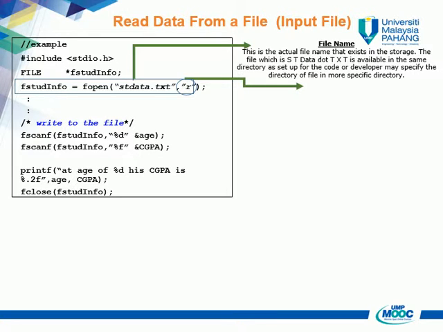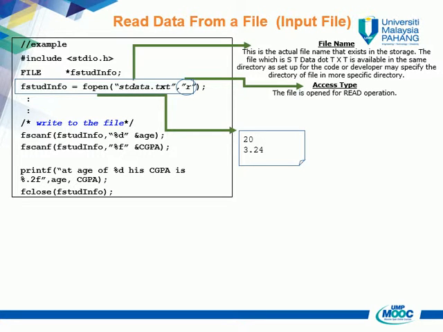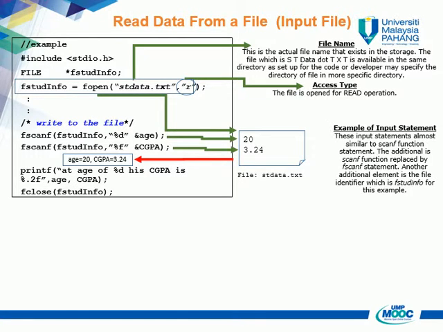Next is the access type. The file is opened for read operation. Then, the input statement for the file operation. The first statement is reading the data from the input file, and the value of 20 from the input file is assigned to the variable age. Followed by the second statement, the value of 3.24 is assigned to the variable CGPA. So, now age equals 20 and CGPA equals 3.24.